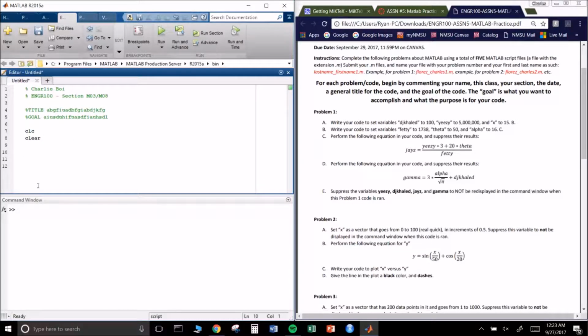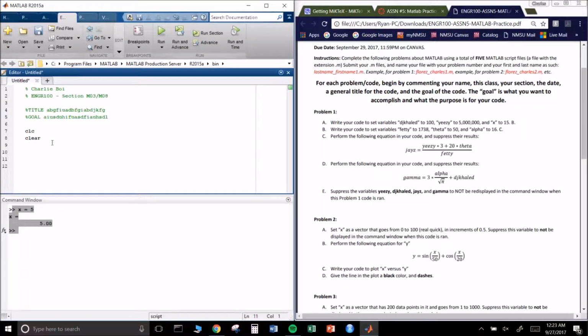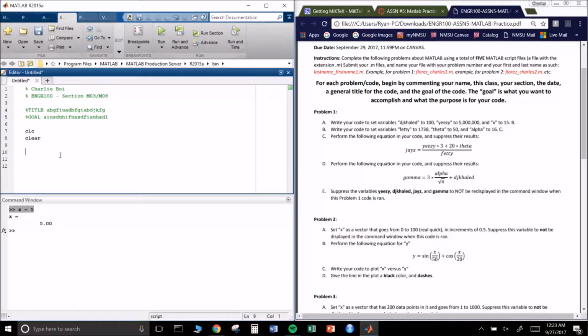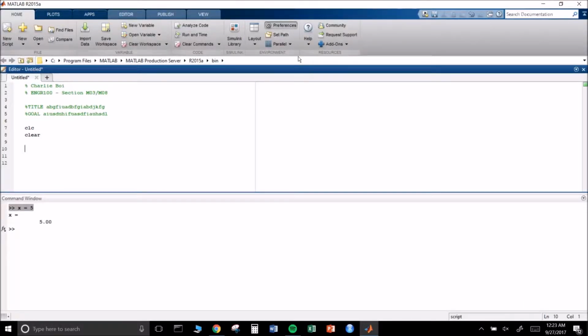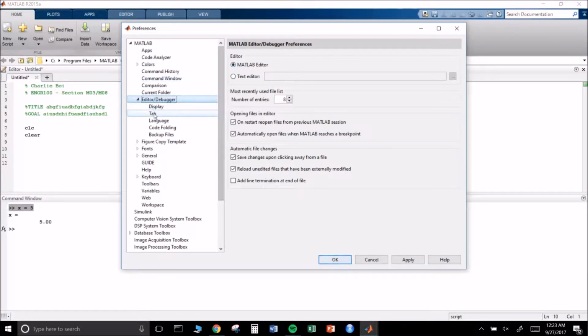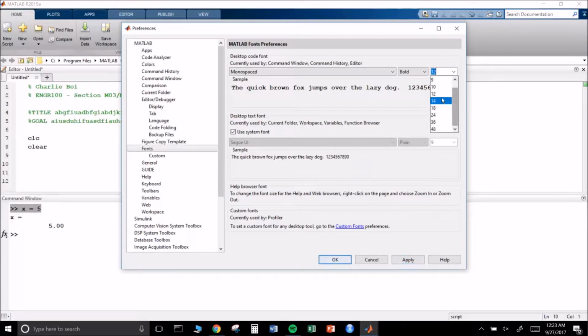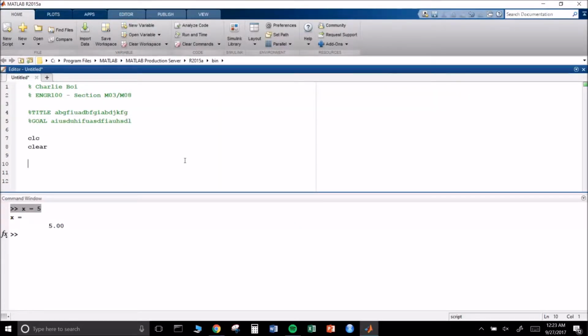I always begin my script files with clc and clear because I want to clear whatever is in this command window. I want to get rid of it. Then I also want to clear whatever I've set previously. So I want to clear the command window, but also clear that x is equal to 5. Let me open this up and make it a little bigger. Okay, let's go to 12.